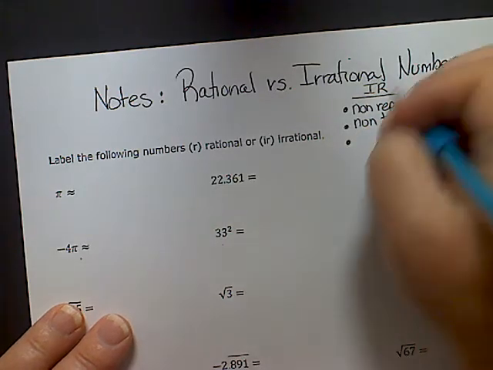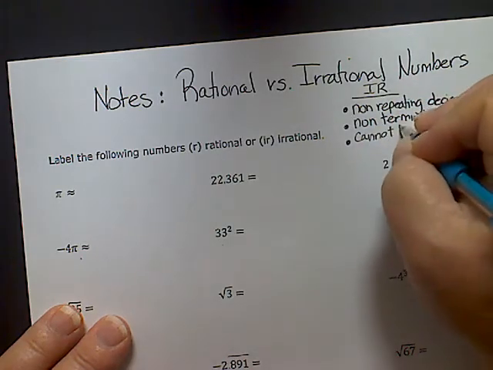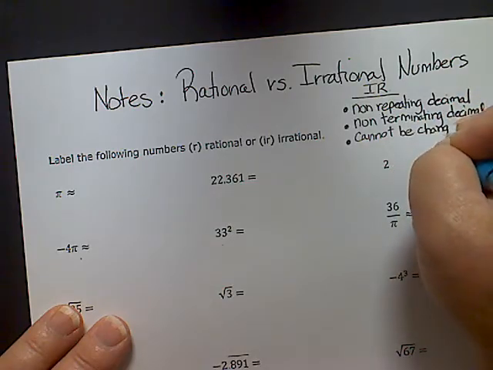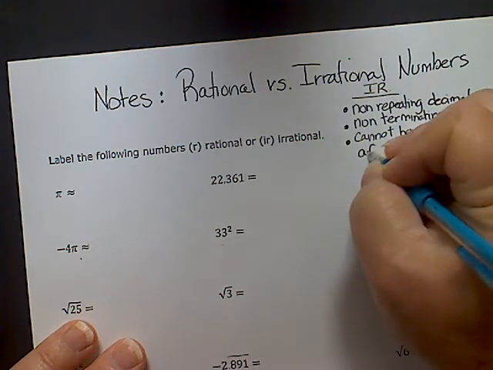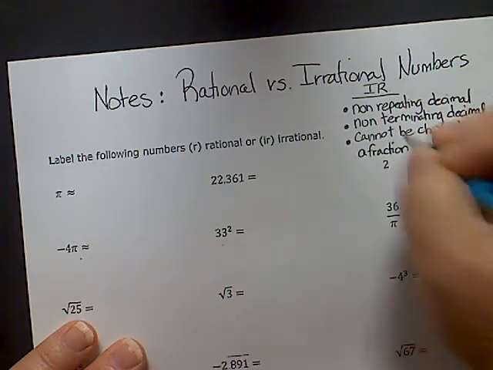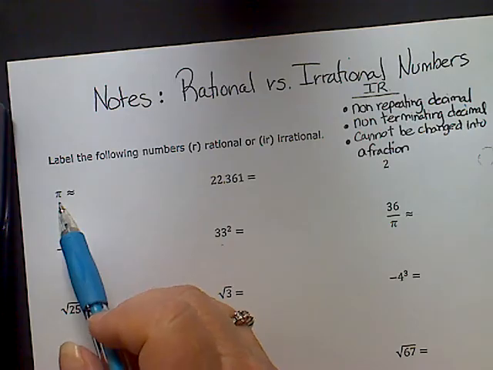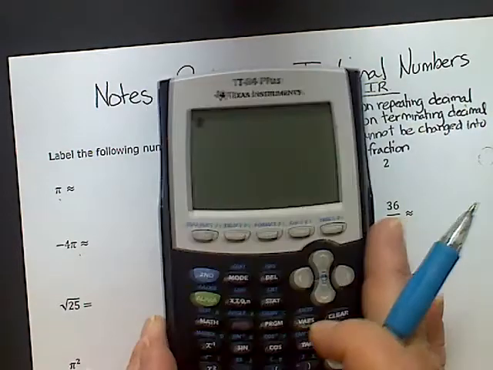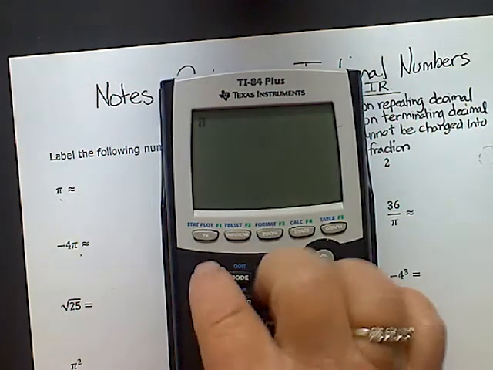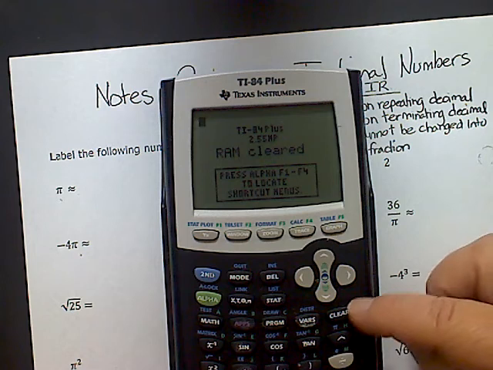The last thing: an irrational number cannot be changed into a fraction. Okay, so those are your hints as to whether something is rational or irrational. So let's begin. It says pi here is approximately. All we're trying to determine is whether it's rational or irrational. Okay, let's clear our calculators. Second plus 7, 1, 2. When we get RAM cleared, we're going to hit the clear button.